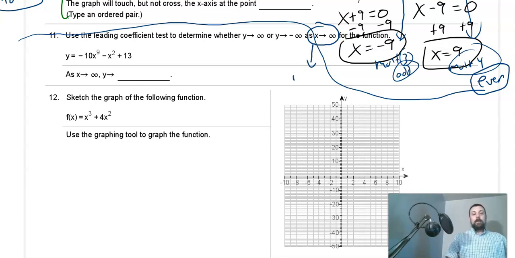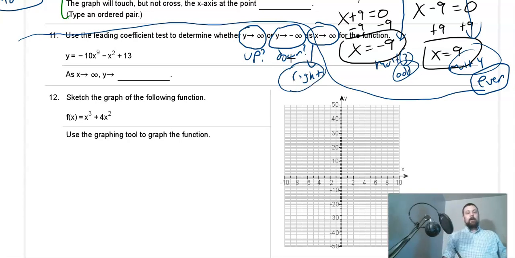X approaches infinity, that direction is to the right. Remember, the x-axis runs left to right, and positive infinity would be to the right. So x approaching infinity means as the graph goes to the right. What we want to know is, what is the graph doing? Is it going up or is it going down? Y is the axis that goes up or down. Positive infinity would be the up direction, and negative infinity would be the down direction for y. So the question is, does it go up or down as the graph goes to the right? That's how you want to translate this question.